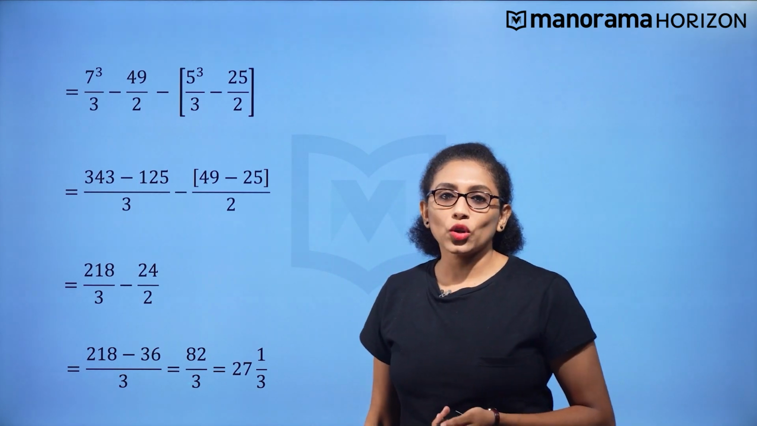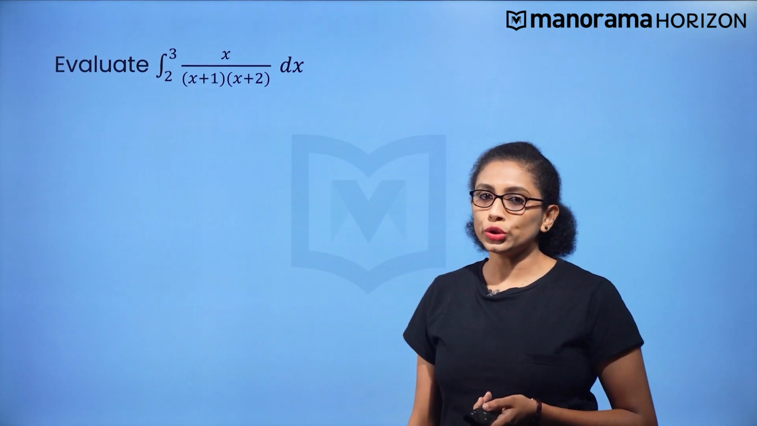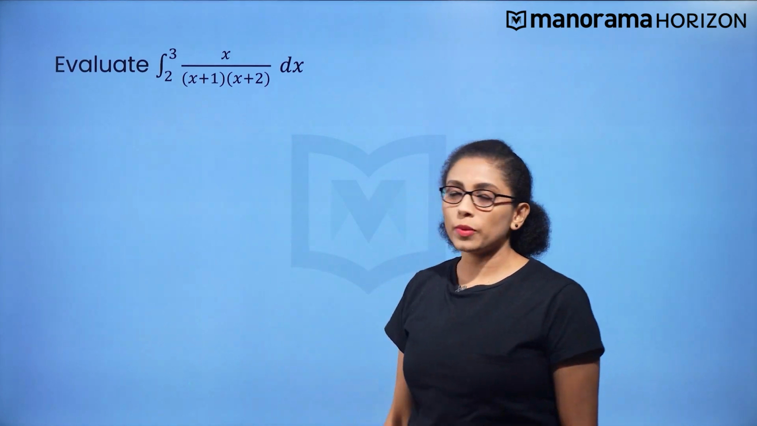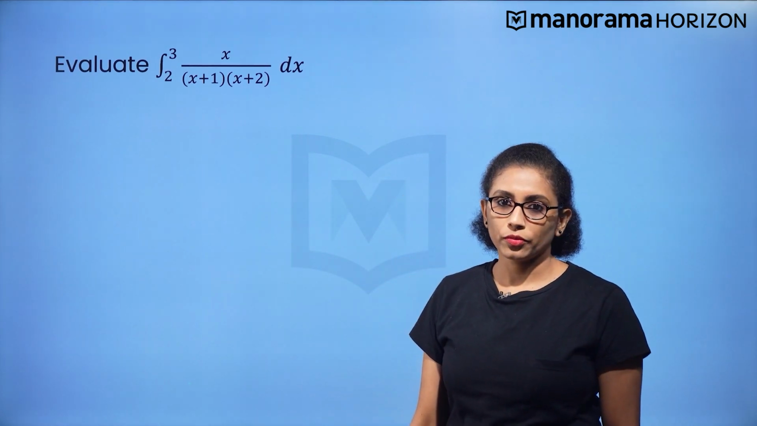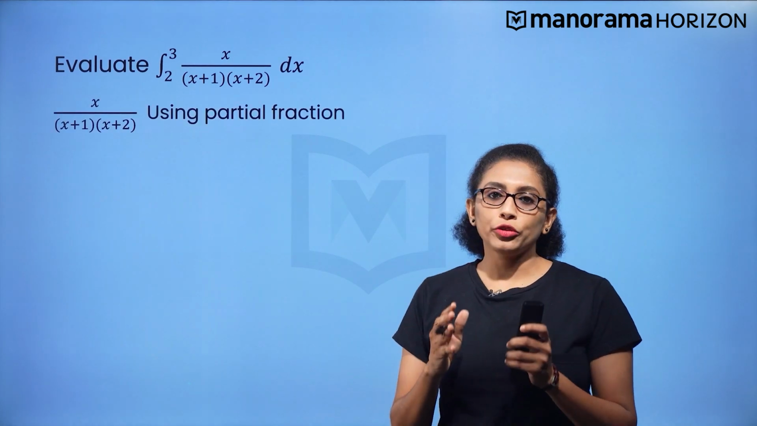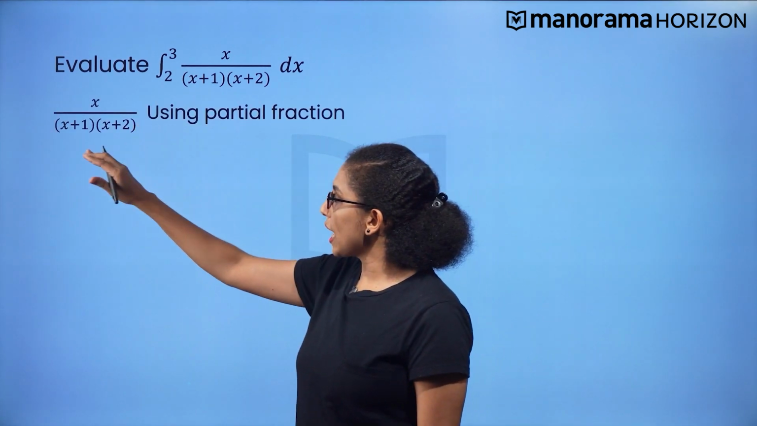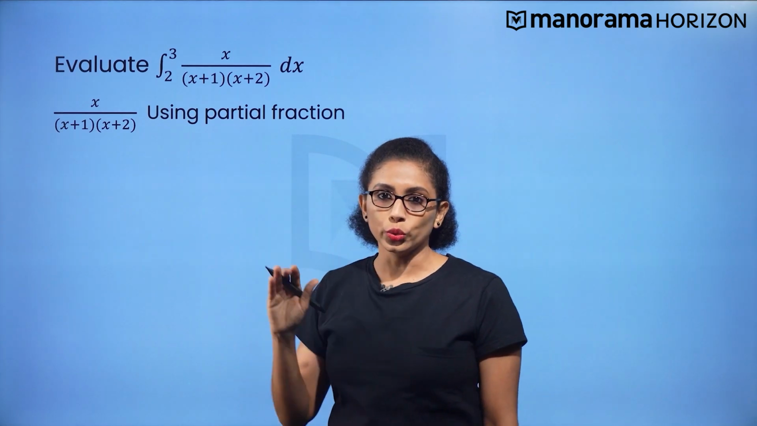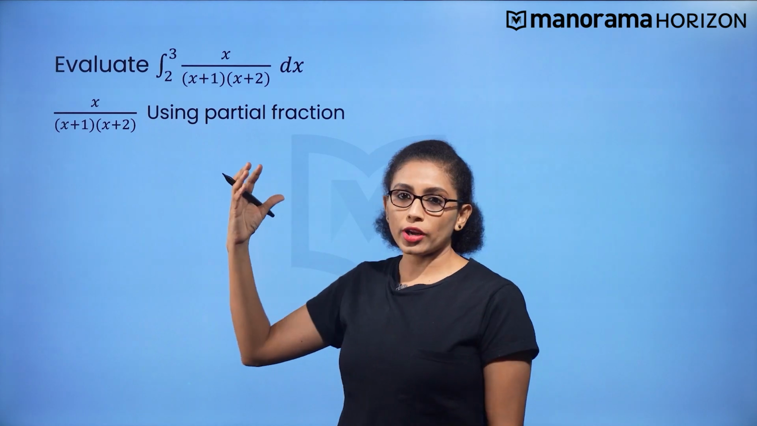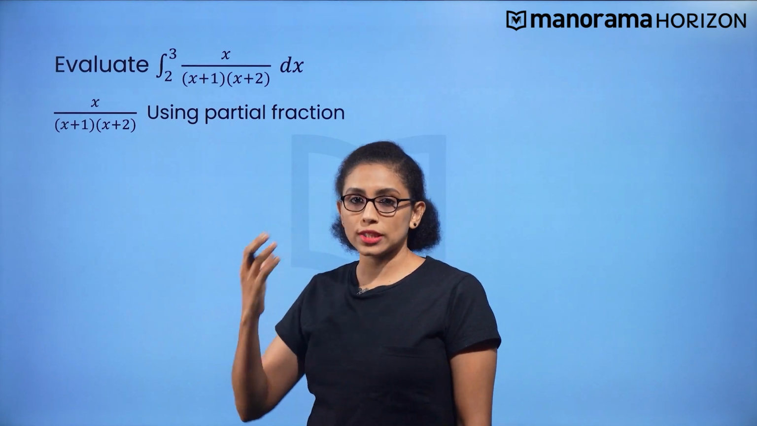Now, let's see another question. Evaluate integral 2 to 3 x by (x plus 1) into (x plus 2) dx. Let's see the solution. First, we have to resolve x by (x plus 1) into (x plus 2) using partial fractions. If we use partial fractions, the integration becomes much simpler.